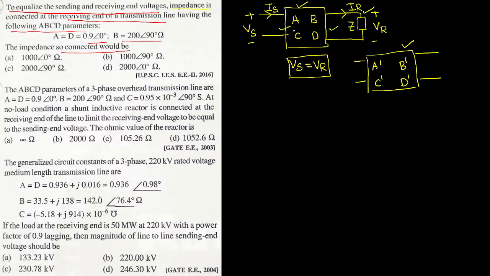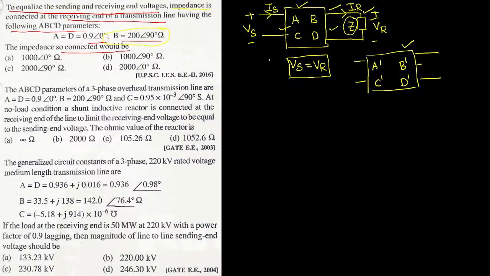Already this is the given ABCD parameter, and the new ABCD parameter is given in your question. That is A equal to D equal to 0.9 and B equal to 200 at an angle of 90 degrees. Like that they have given the parameters of the new network. After reducing this whole network into a single equivalent network, we can compare our resultant value with the given values, such that we will get the solution for the impedance. The question is asking us to identify the value of this Z with the help of this given data. That's all. I hope you all have understood the question.